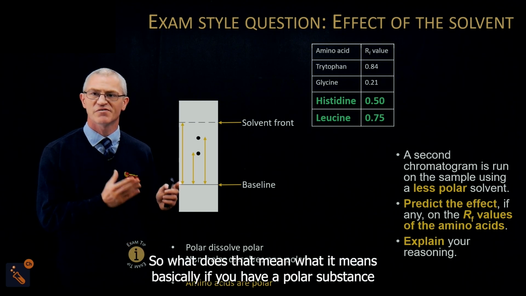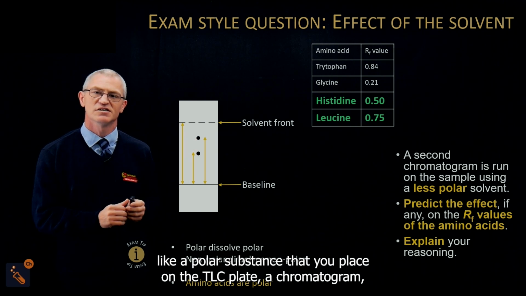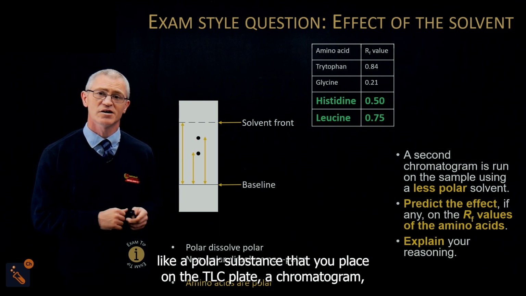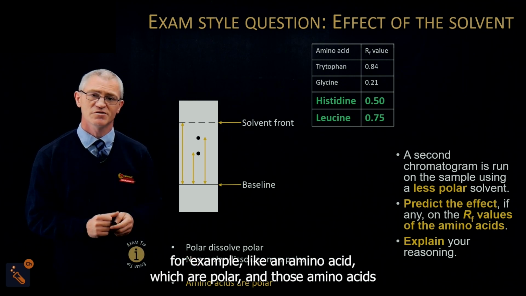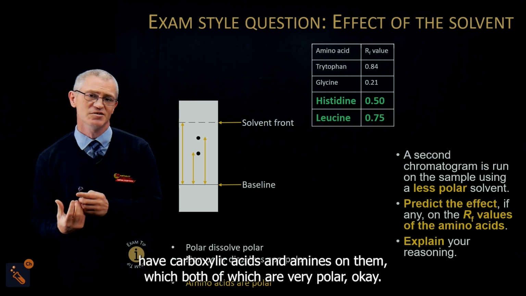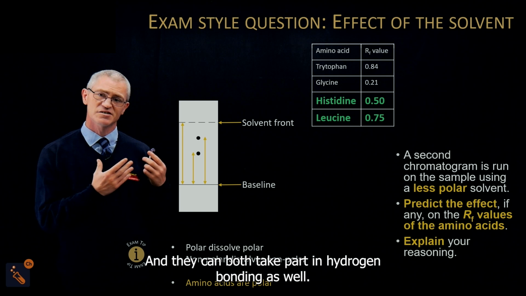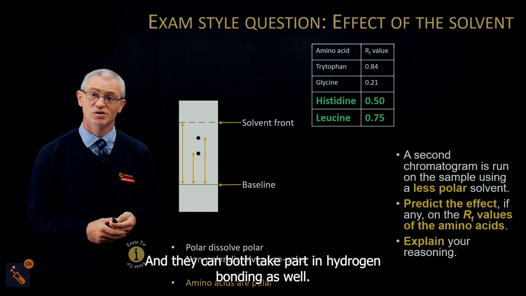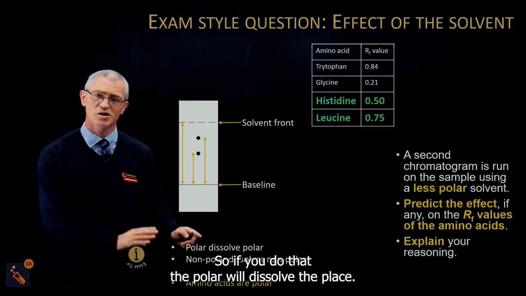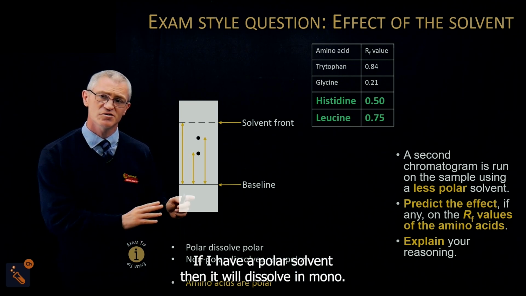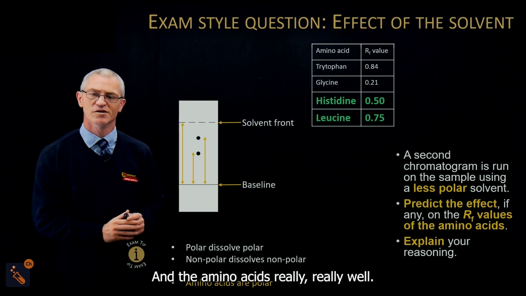Well, it means basically if you have a polar substance that you place on the TLC plate, the chromatogram, for example, like an amino acid, which are polar, and those amino acids have carboxylic acids and amines on them, both of which are very polar, okay, and they can both take part in hydrogen bonding as well. Okay, so if you do that, the polar will dissolve the polar. So if I have a polar solvent, then it will dissolve the amino acids really, really well.